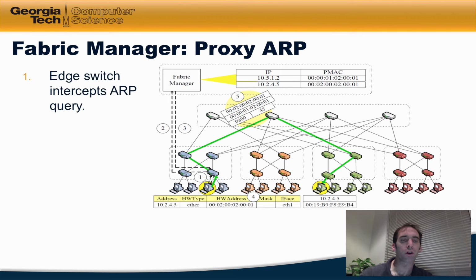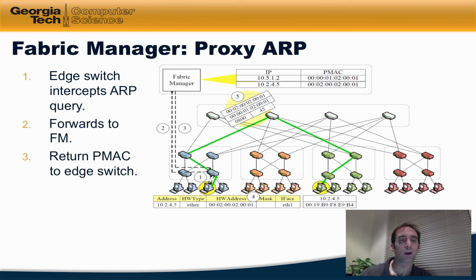When a host issues an ARP query to learn the MAC address for a particular IP address, the edge switch intercepts the ARP query and redirects that ARP query to the Fabric Manager. Note the similarities in this architecture to conventional SDN designs where a switch would redirect packets to an SDN controller. Upon receiving that query, the Fabric Manager would consult its pseudo MAC mapping table and return the appropriate pseudo MAC address for that IP address to the edge switch. The edge switch then creates the ARP reply, which it returns to the server.